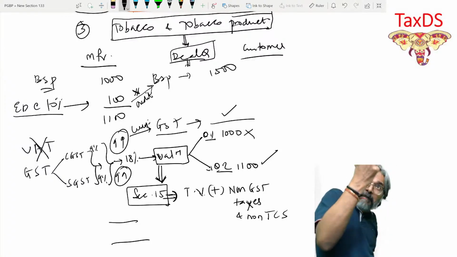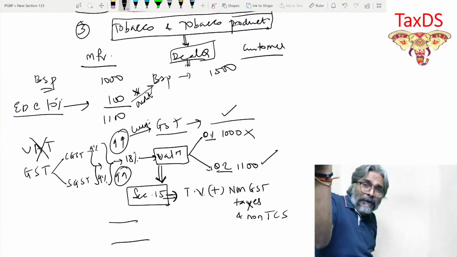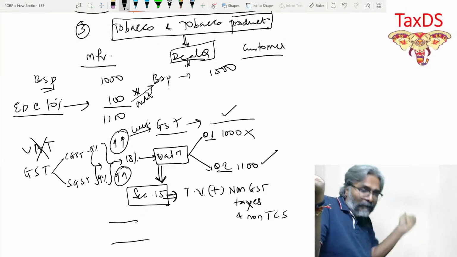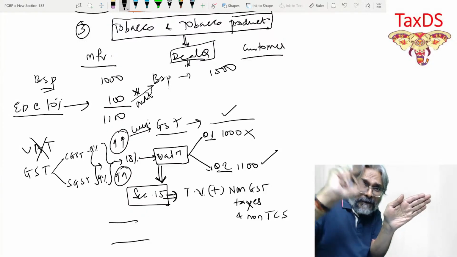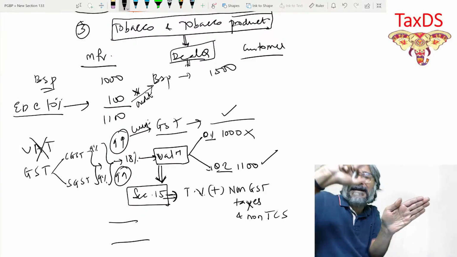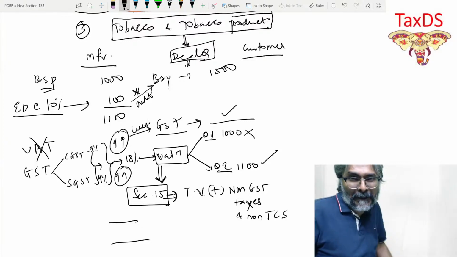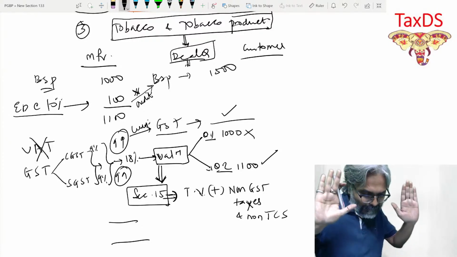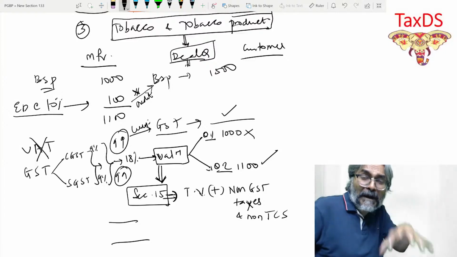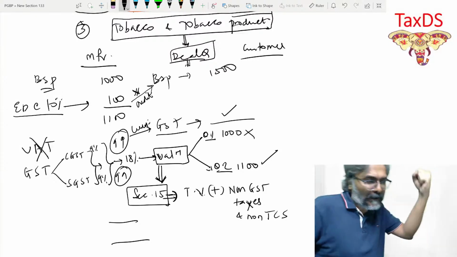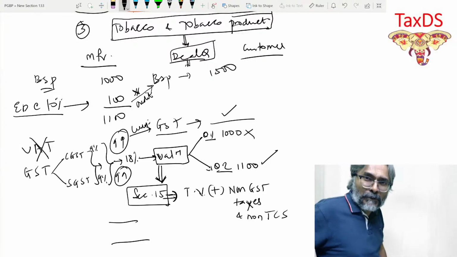And therefore the basic selling price includes that particular excise duty, and hence the GST which is charged is on the value which includes excise duty. So there is a double cascading effect. And that is where we stand, students, so far as tobacco and tobacco products are concerned as on today.